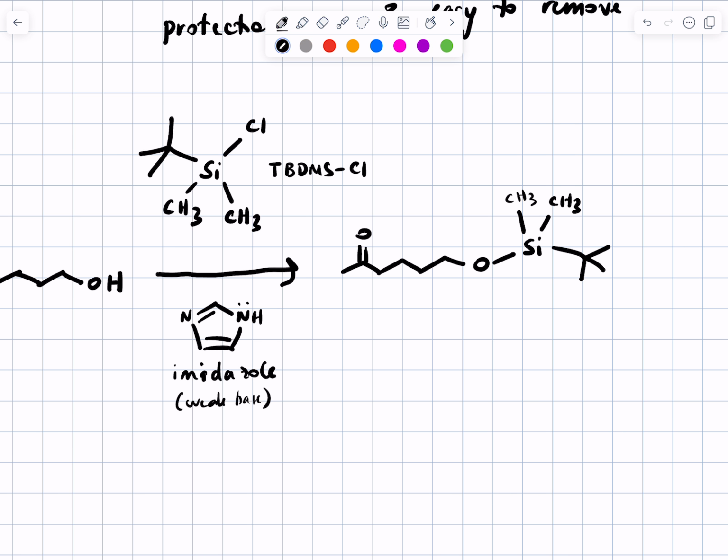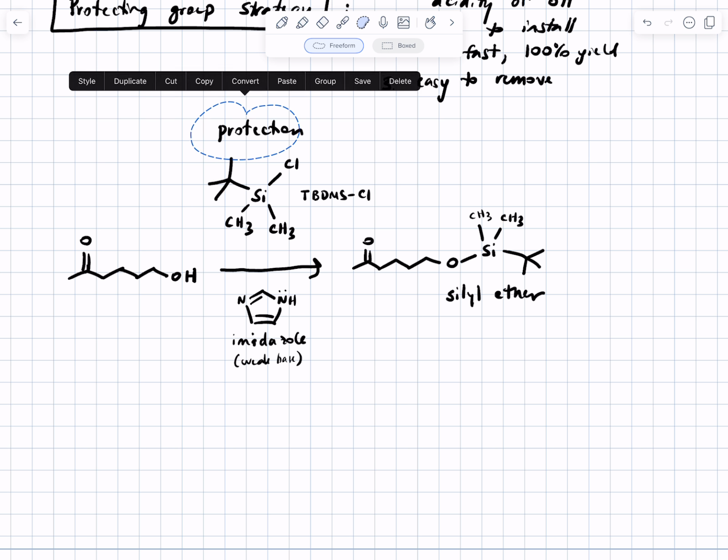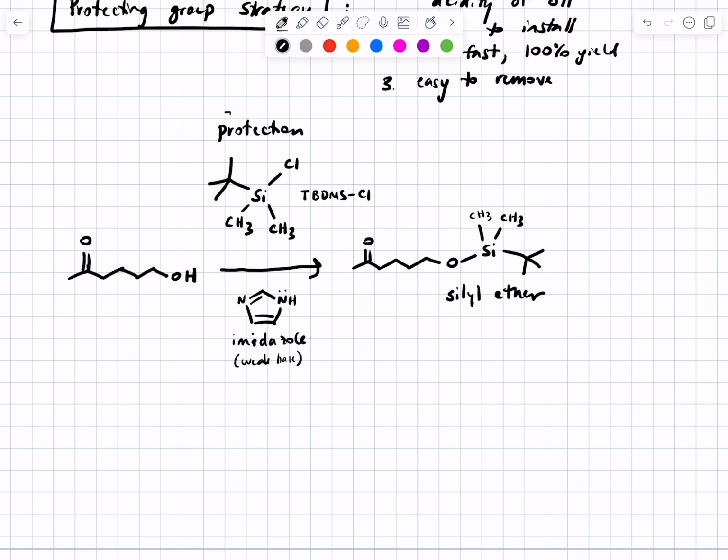What we've done is we've converted the alcohol into something that we'll call a silyl ether. And it's like a carbon ether, only one of the 2 atoms attached to the oxygen is a silicon. It lacks the acidic hydrogen, so you can go ahead now and do whatever reaction you want to on the ketone, and the acidic proton is not going to get in the way.